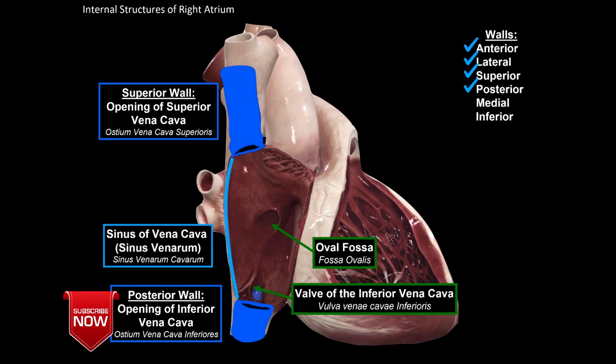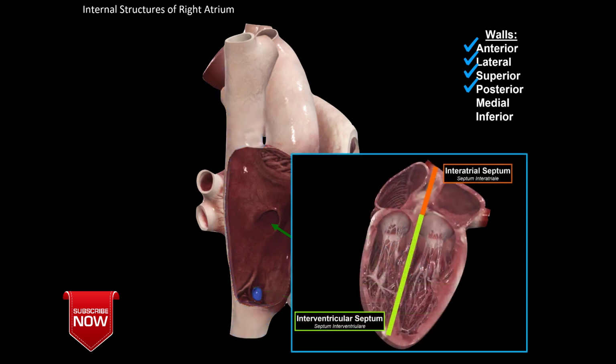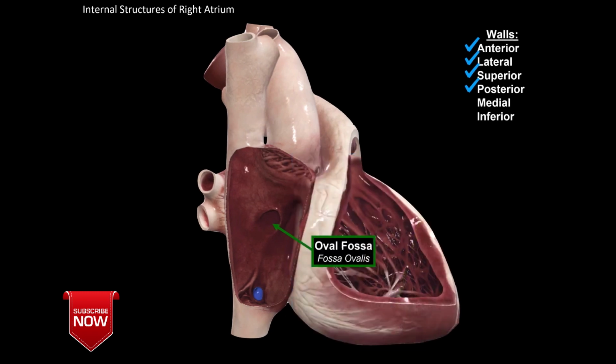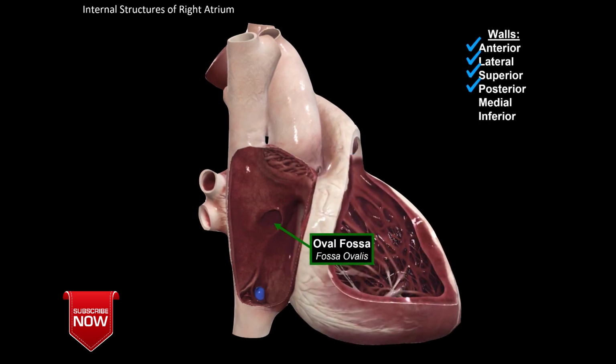Now let's do the medial wall. Remember, the medial wall is made up of the septum between the right and the left atria, called the interatrial septum. On this septum, that's where you will find the oval fossa, and around the oval fossa, you will see that it's bordered by an elevation called the border of the oval fossa, which is also referred to as the limbus of oval fossa.